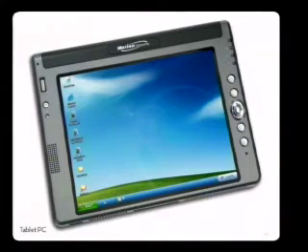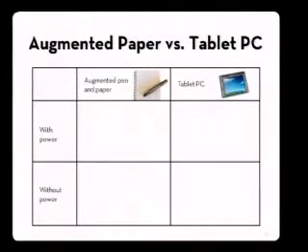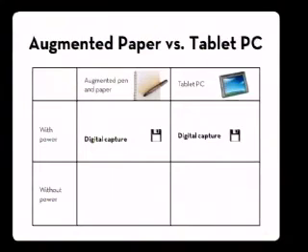Mobile digital computers such as the tablet PC offer some of the same functions as these Anoto pens, particularly mobility, the ability to go around things, and the ability to do pen-based input. However, these devices have two distinctly different affordances in the real world. In normal situations, both tools offer digital capture of written materials.